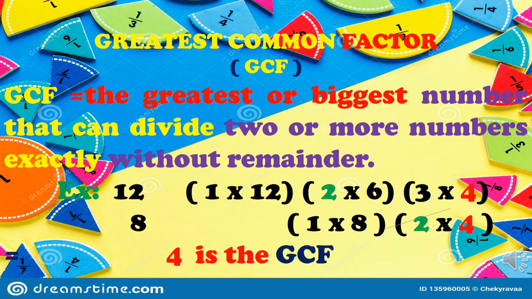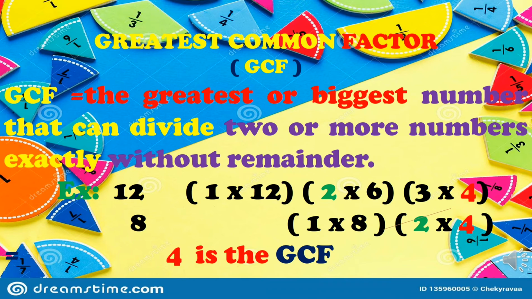Now, how do we get the greatest common factor? Of course, first you are going to get the factors of the numbers. For example, you have 12 and 8. To get their greatest common factor, we first have to get their factors so that we can look at the greatest common factor.